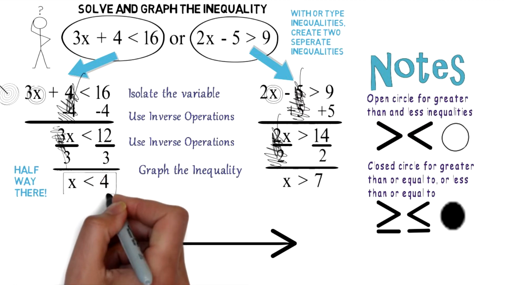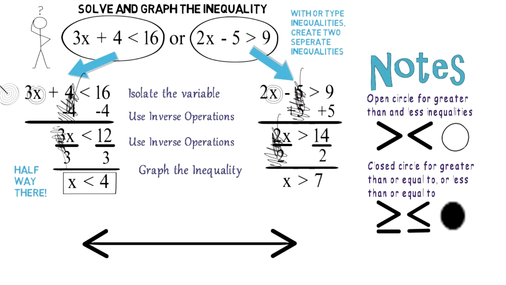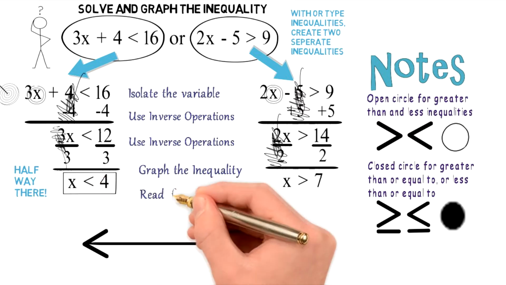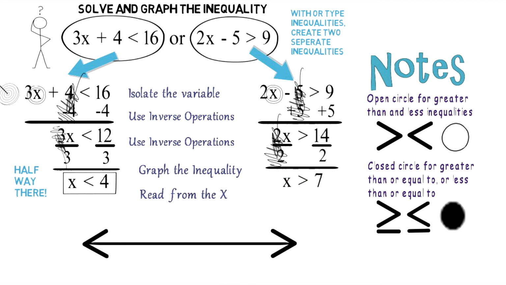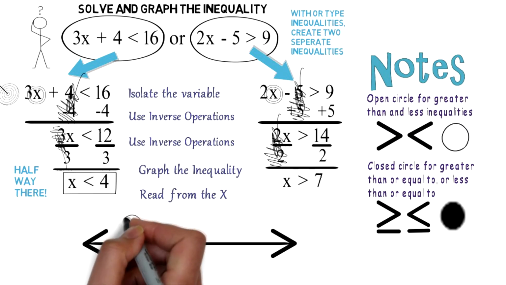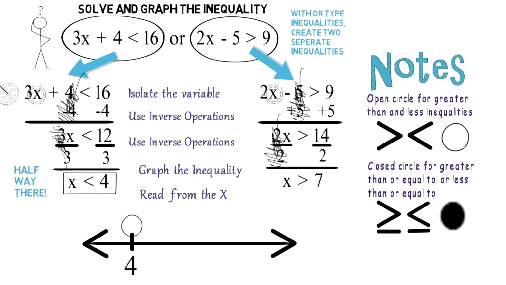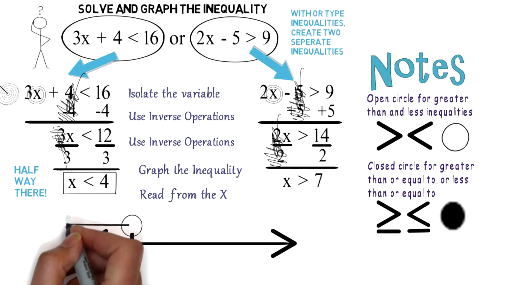So let's go back. We see x is less than 4. Always remember to read from the x. That's why it's read x is less than 4. And we're going to plot a 4 and use an open circle. And less than arrows go to the left.